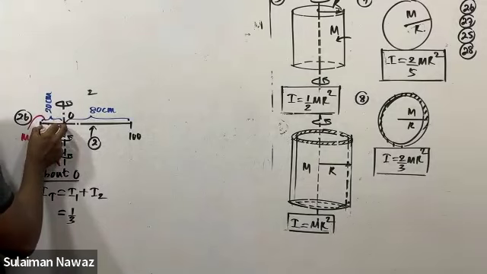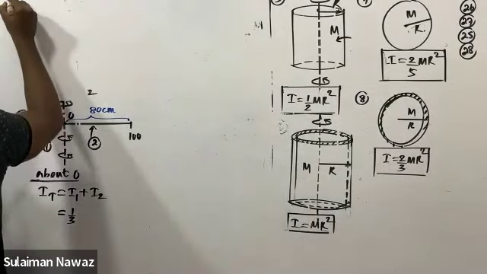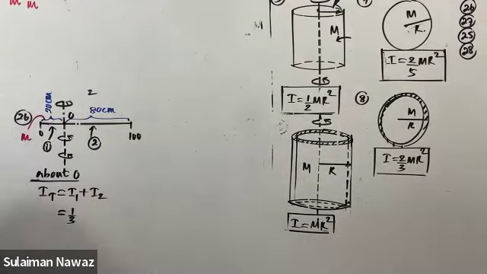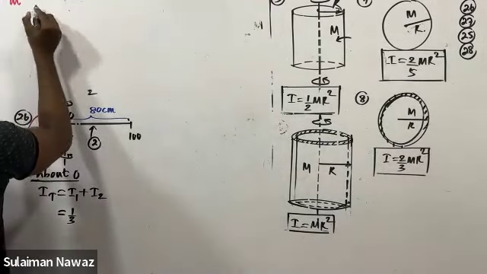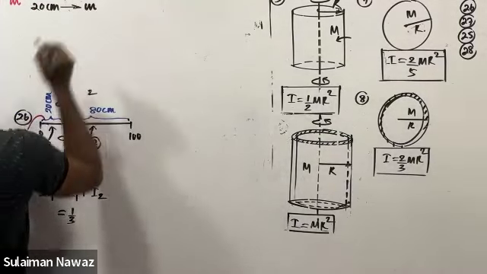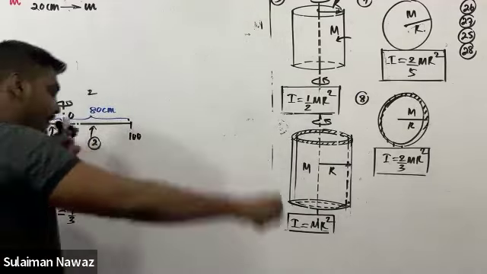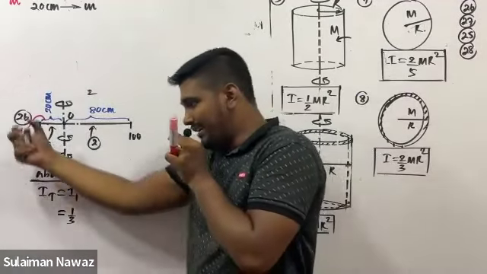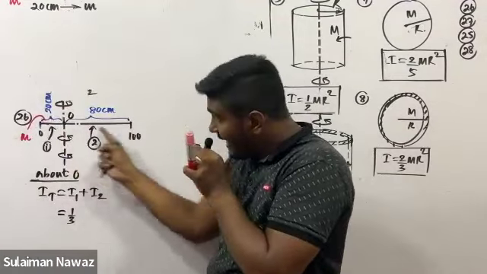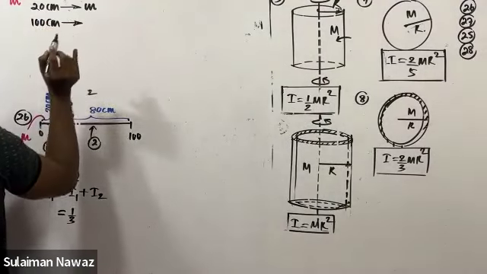So the length of this part is 20 centimeter. This part is 80 centimeter. Then for the mass, you can write down: for 20 centimeter length, the mass of the rod will be simple lim. Then for the 100 centimeter length, for the entire rod, what will be the mass?